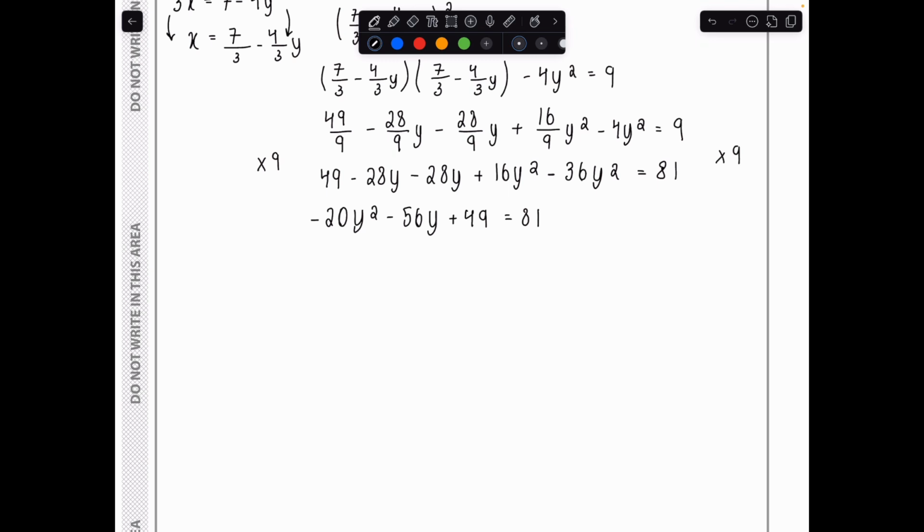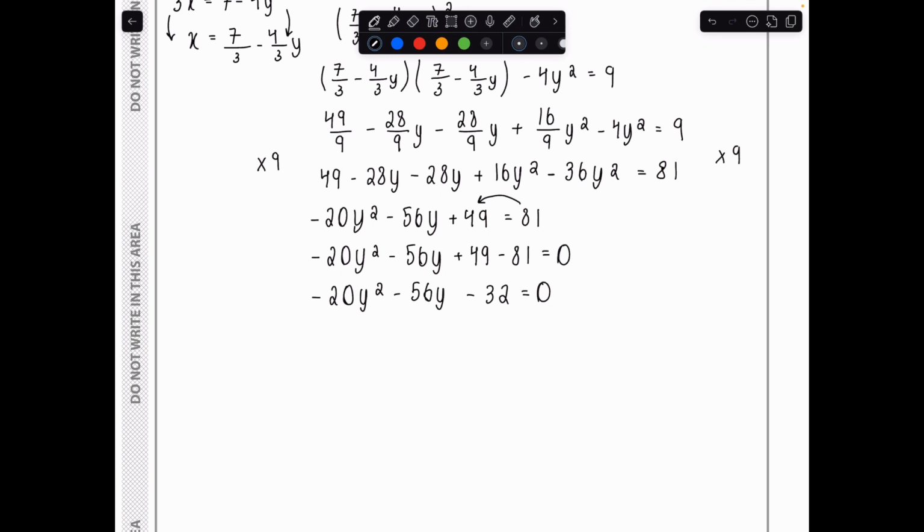So whenever it comes to solving a quadratic like we need to do now, what we want to do is get one side equal to 0. So we need to move this 81 to the left. In that case, the opposite of adding 81 is taking away 81. So then we have minus 20y squared minus 56y plus 49 minus 81, and that's equal to 0. In this case, 49 minus 81 is equal to minus 32. So we have negative 20y squared minus 56y, take away 32, and that's equal to 0.